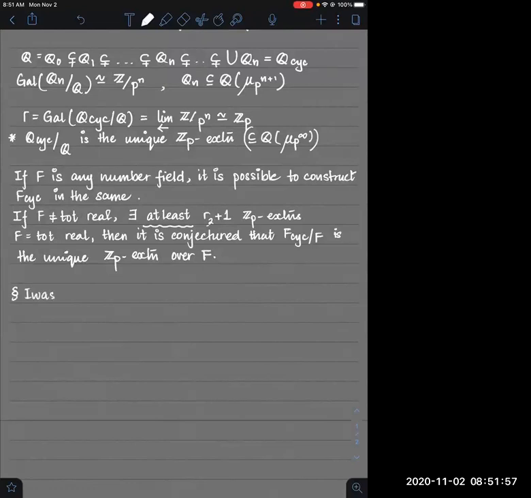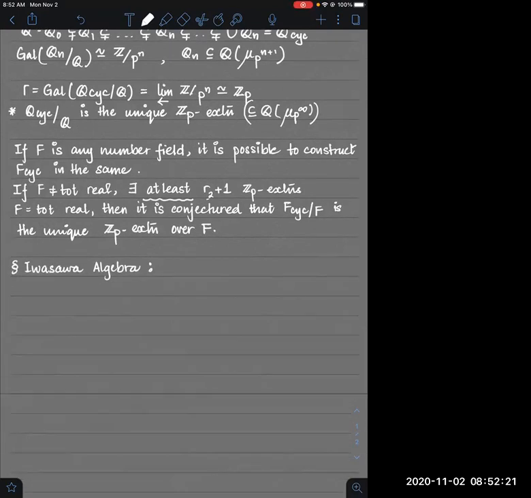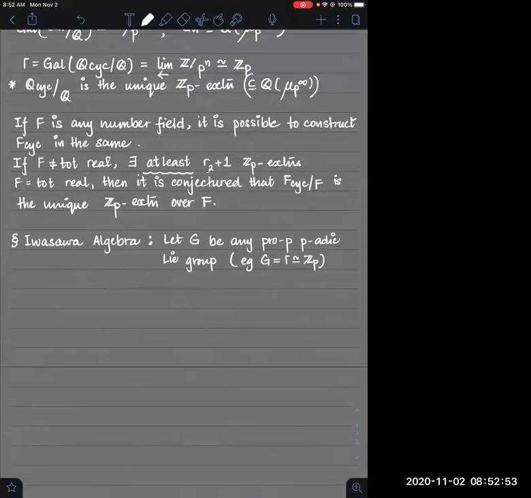So to talk about Iwasawa theory, I have to introduce a slightly technical object called the Iwasawa algebra. The Iwasawa algebra can be defined for any p-adic analytic group, but I will only be sticking to some simple examples today for the purpose of explanation. So let G be any p-adic analytic group, and you can just keep the example G equals gamma, which is isomorphic to Z_p, in mind. Then you can define the Iwasawa algebra Lambda(G), which we write as Lambda(G) or Z_p double bracket G.